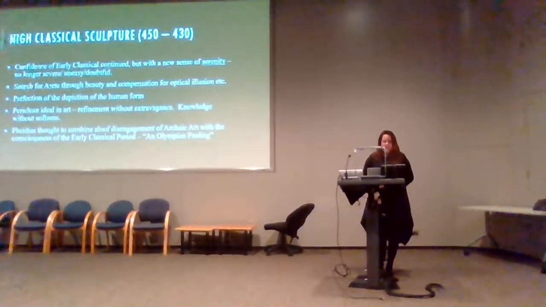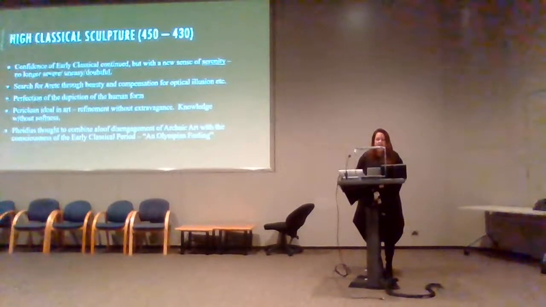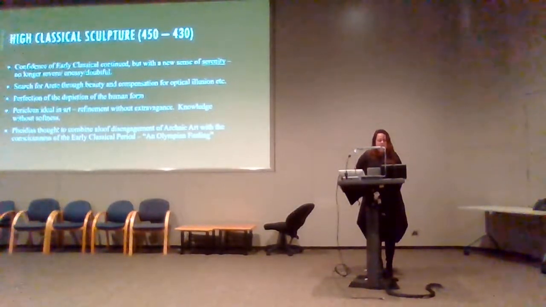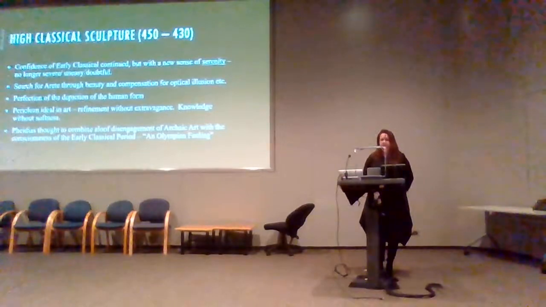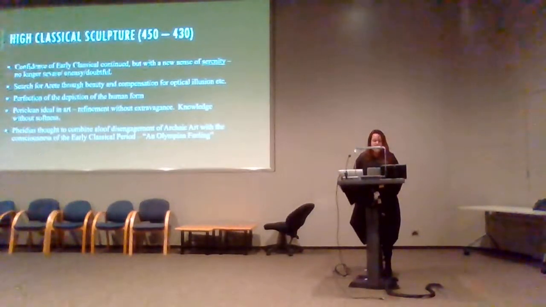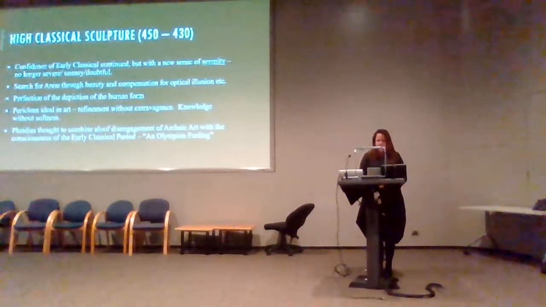Okay, and we have important people like Pericles, Phidias, and the idea of an Olympian feeling, the feeling that humans have almost the confidence of the gods. That was almost part of the arrogance of the high classical period, which we also see in the Parthenon frieze and other aspects of the Parthenon.